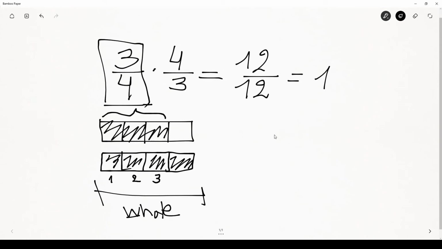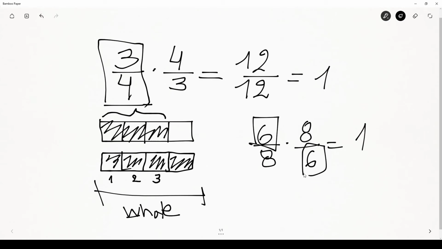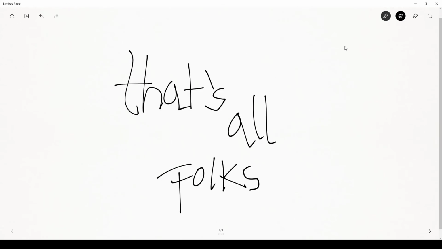So if we have multiplication which is, for example, 6/8 times 8/6, this will be equal to 1. Okay, if this numerator is equal to the other fraction's denominator and vice versa, this is equal to 1. It simplifies. So those are the basic things we have to know about fractions, the most basic of them.